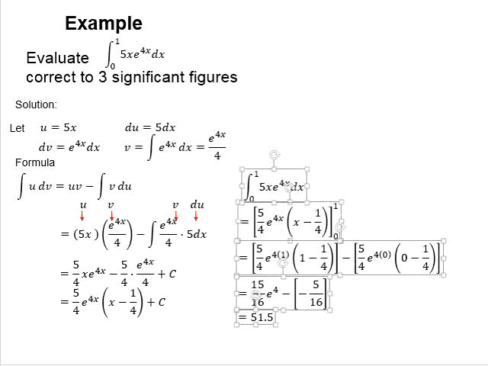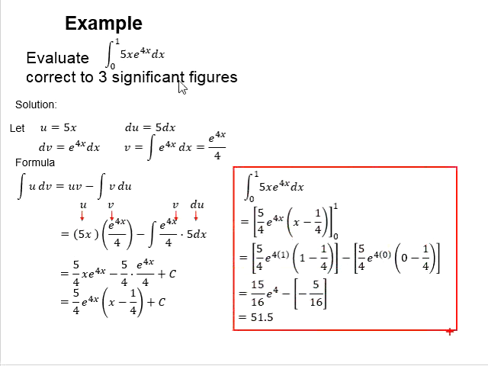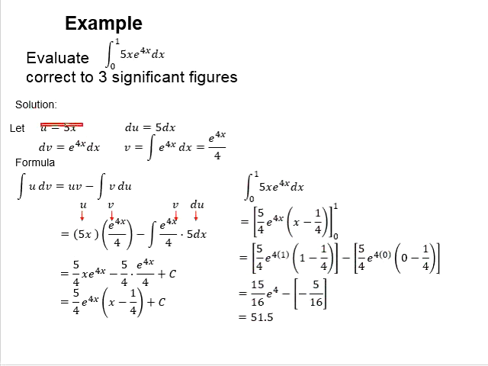Let us try another example. There are two functions here. That means you're going to use the formula of integration by parts. There are boundaries. That means it is a definite integral. Let u equals 5x. The remaining will be the dv. Differentiate the u. You get du equals 5 dx. Integrate the dv, you get this.